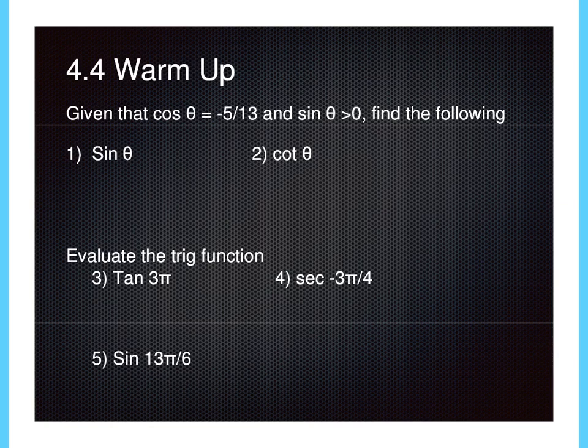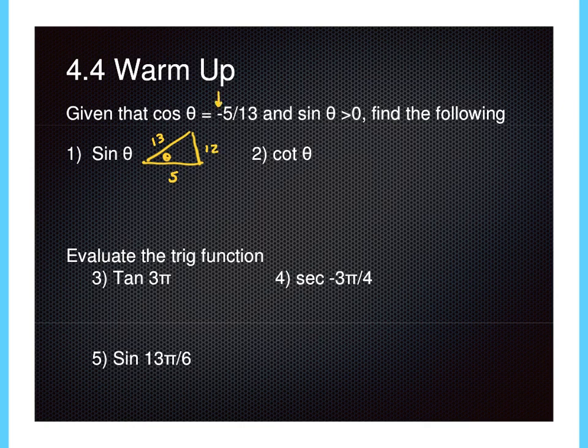All right, so the 4.4 warm-up starts with, given that the cosine of theta is negative 5/13 and the sine of theta is greater than 0, find the following. The first thing we can start to set up is our triangle. We know that the cosine is the adjacent side over the hypotenuse. So this would be 5 and this would be 13. I know the missing side is 12, but then I have to focus on my signs.